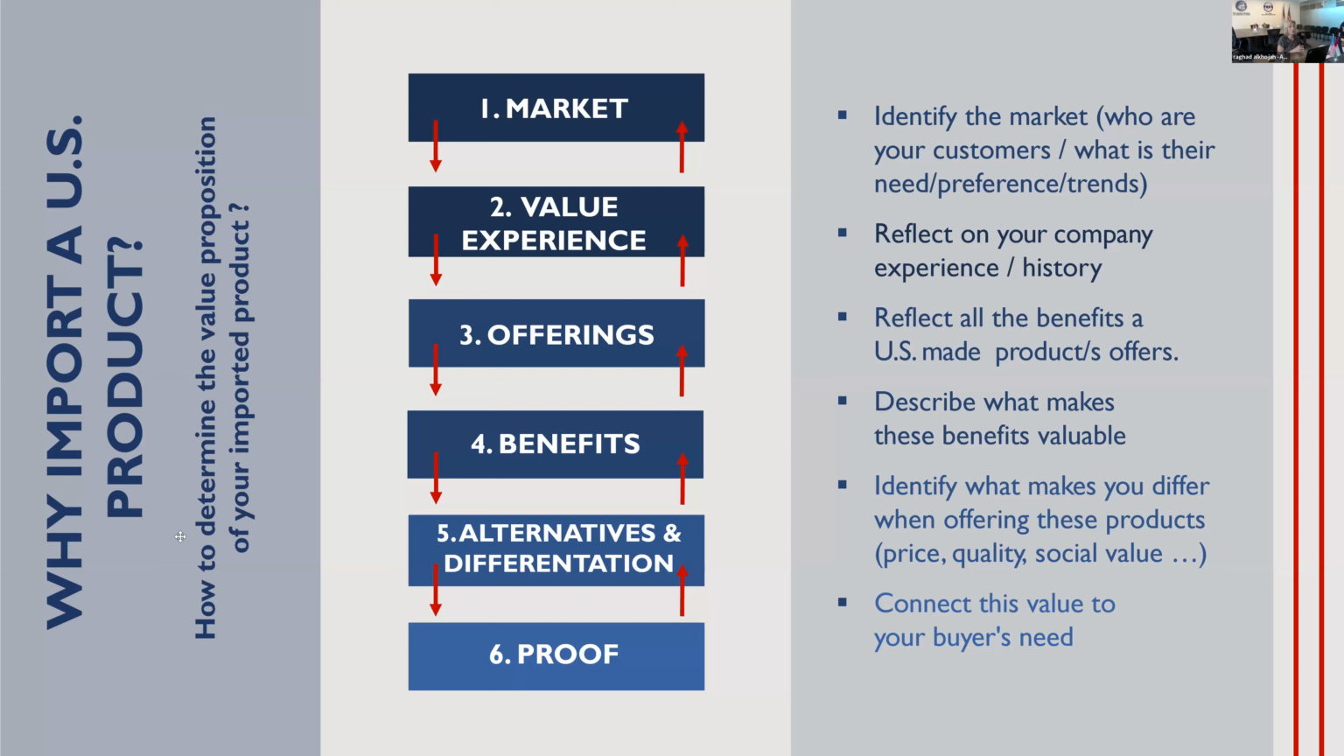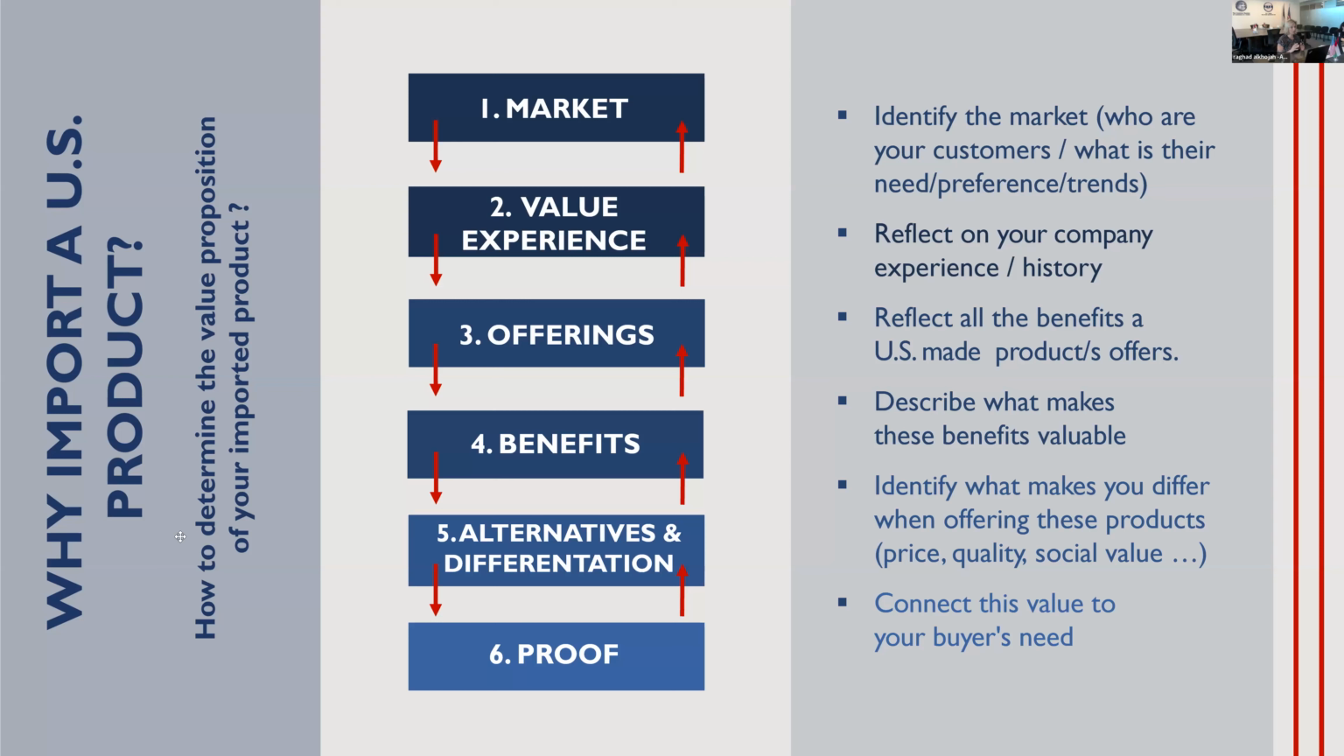You reflect on all the benefits of a USA made product and what it offers. You have to describe what makes these benefits valuable to you as a company and to your customers. You identify what makes you different when offering these products: price, quality, social value, and all the points we mentioned in the second slide. And then you connect this value to your buyer's needs.